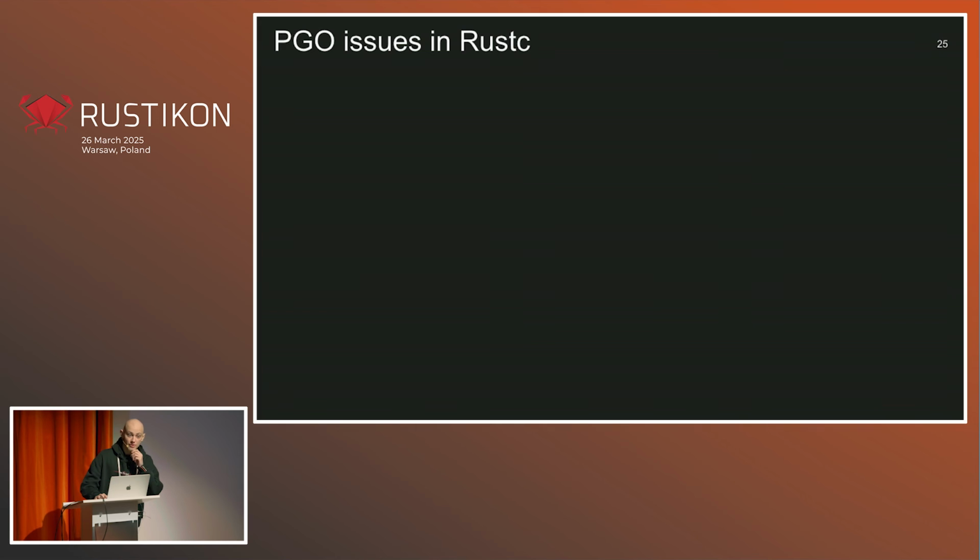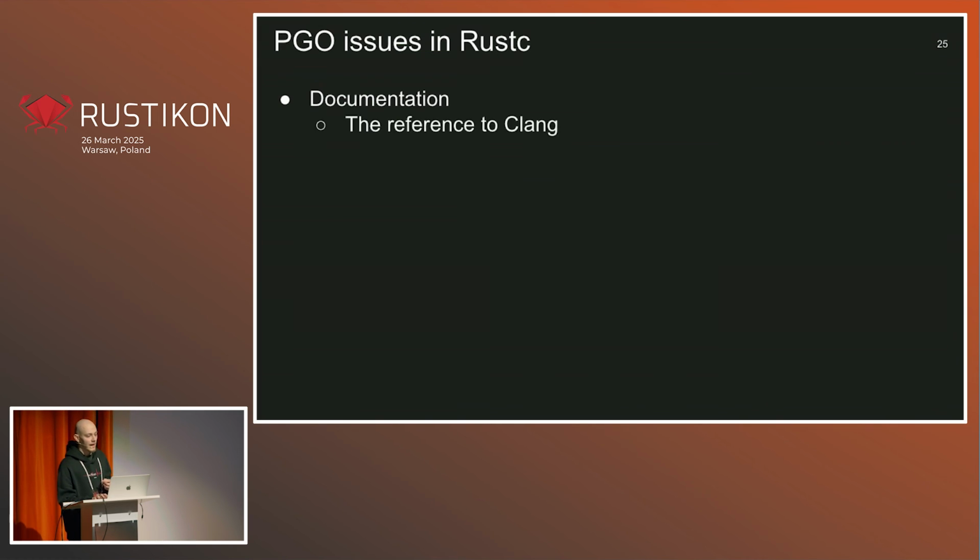So let's talk about PGO issues in Rustc. At first, documentation. Documentation is pretty thin in Rustc, and it refers to the Clang documentation. Clang documentation is a big documentation about PGO. Unfortunately, you cannot reuse all things from the Clang documentation for Rustc, and you need to know which things you can reuse and which things you cannot reuse.